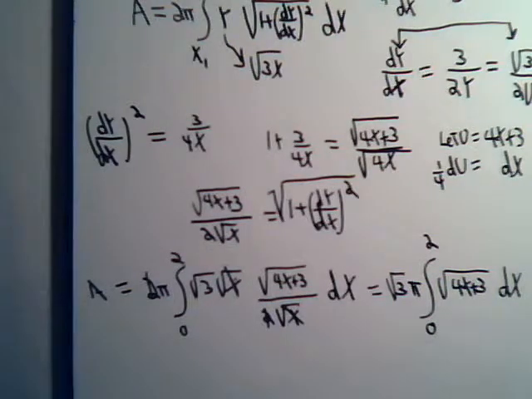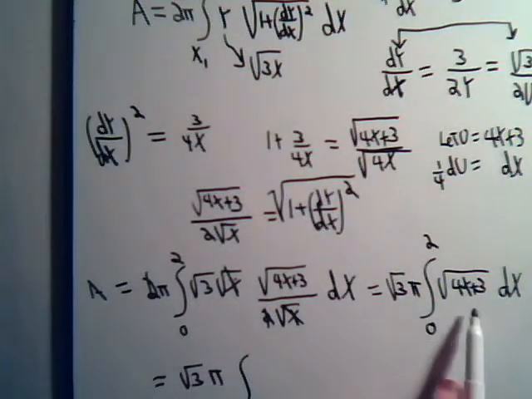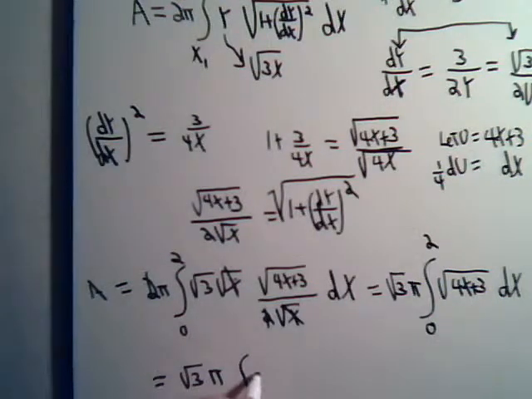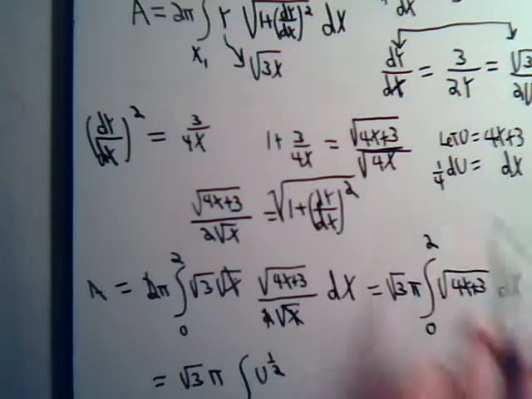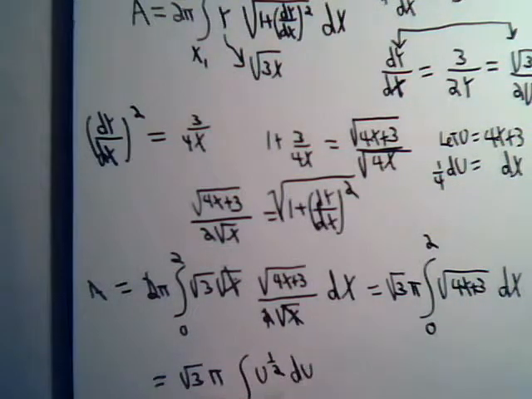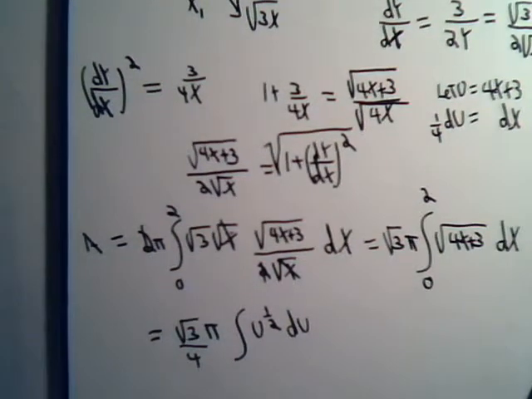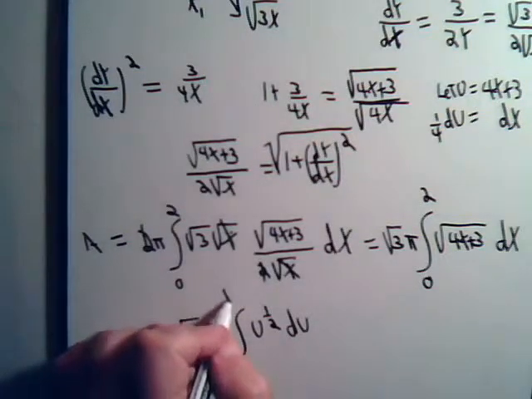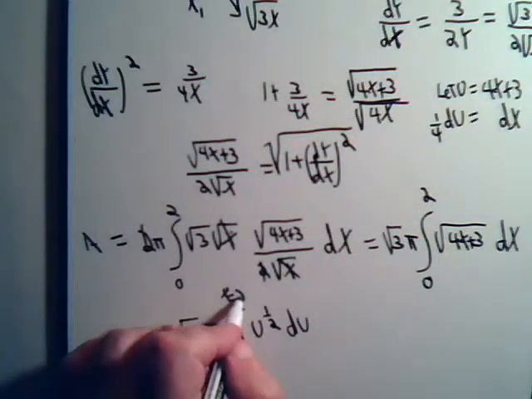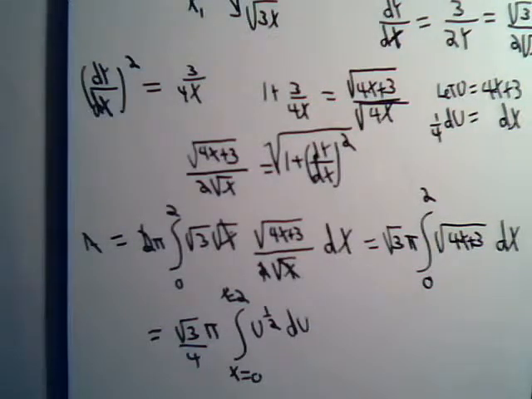Now we're ready. So this will be equal to square root of 3 times pi, the integral, this is u inside here, so it's u to the 1/2, dx, that's 1/4 times du, so there's du, take the 1/4 to the outside, and I'm going to write it like this, x goes from 0 to x equals 2, because that's ultimately what we have to deal with anyway.